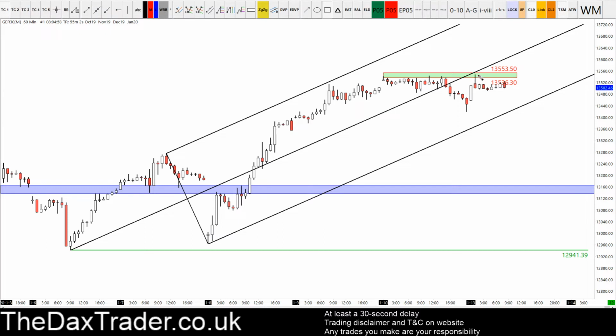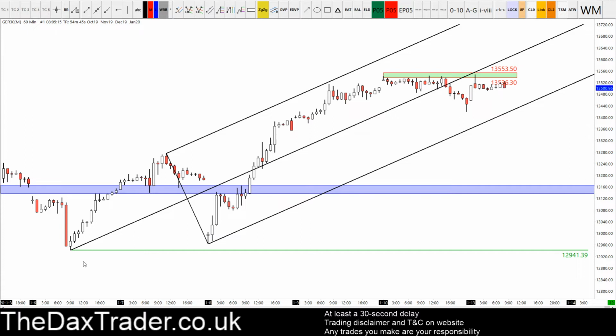I'd like to see that zone get broken, but it's tagged it a few times and it's failing to really break above it. The longer it manages to hold, the more self-fulfilling that supply or resistance zone will be.